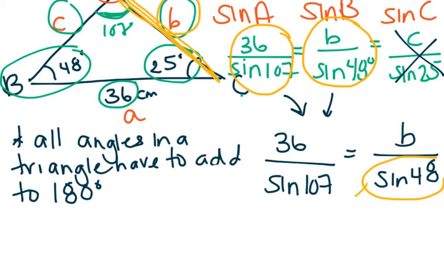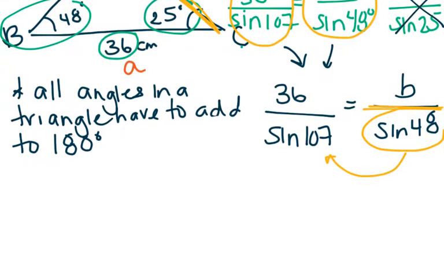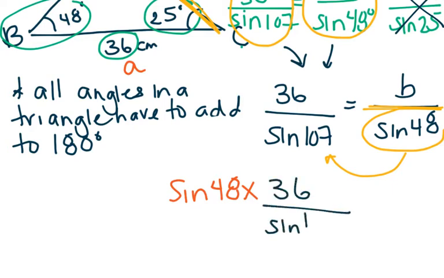So we're going to take this sine 48 and bring it to the other side. To bring it to the other side, we're going to use the opposite operation. This is divided by sine 48, so when we bring it to the other side, it's going to turn into the opposite, which is multiplying by sine 48. It's going to look like sine 48 times whatever is on this left side. So we've got 36 divided by sine 107, and on the right side just b left.